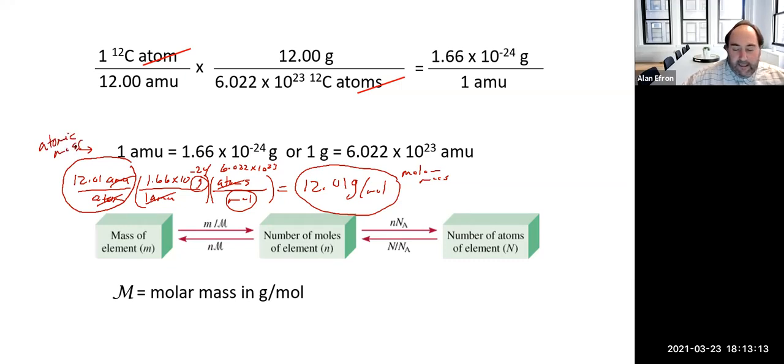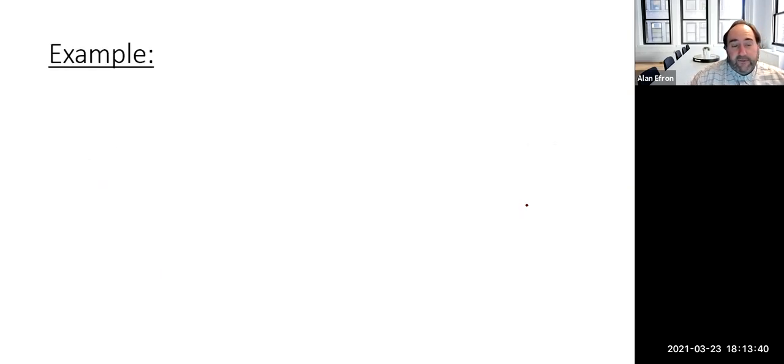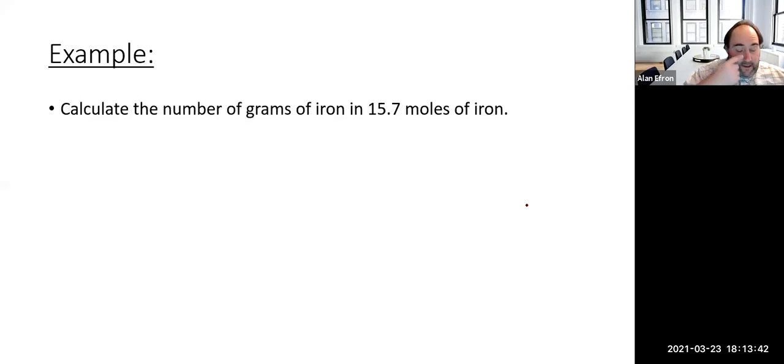So here's a little decision tree of what we talked about. Our molar mass is what we want to use to go from grams to moles and backwards, while Avogadro's number we want to use to go from moles to atoms or molecules and back. Those are the things you want to watch out for as you're using these numbers. Obviously, you want to make sure you use your exponent button as well.